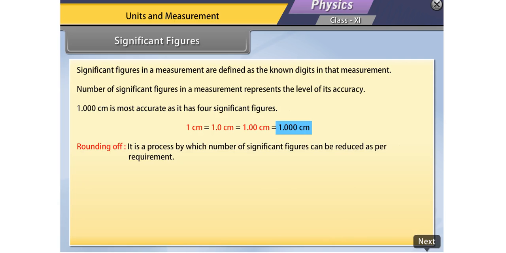Rounding off. It is a process by which number of significant figures can be reduced as per requirement. Let us take an example. L is equal to 2.6587 centimeters. On rounding off, L is equal to 2.659 centimeter.